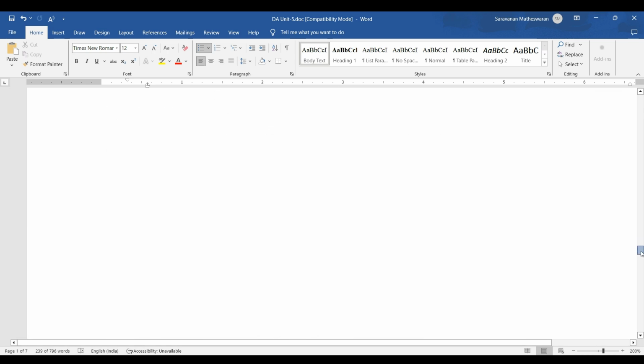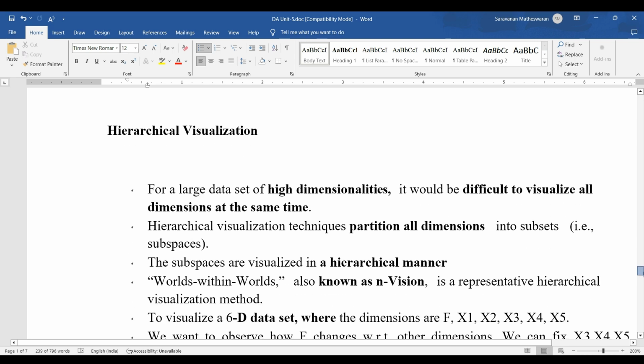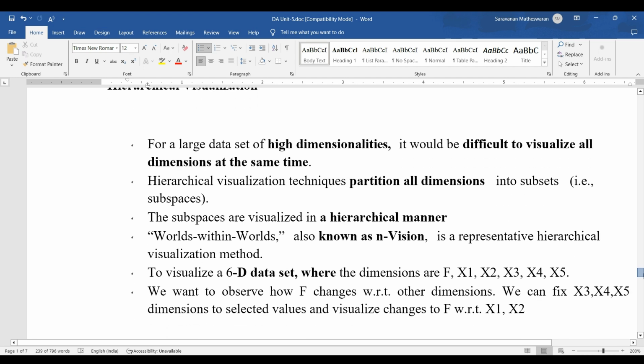Textual pattern means this pattern. Next comes the hierarchical visualization techniques. With large data sets of high dimensionality, it is difficult to visualize all dimensions at the same time. In the hierarchical visualization techniques, all dimensions are partitioned into subsets and subspaces. The subspaces are visualized in a hierarchical manner. Worlds-within-Worlds, known as n-Vision, is represented by this hierarchical visualization mode.